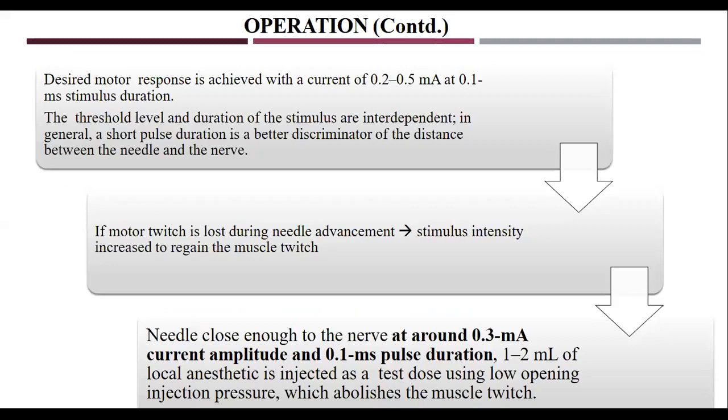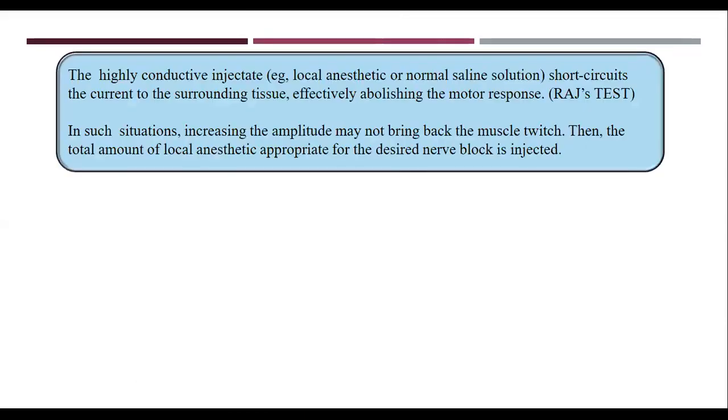The threshold level and duration of the stimulus are interdependent. In general, a short pulse duration is a better discriminator of the distance between the needle and the nerve. If motor twitch is lost during needle advancement, stimulus intensity is increased to regain the muscle twitch. The needle is close enough to the nerve at around 0.3 milliampere current amplitude and 0.1 millisecond pulse duration. 1 to 2 ml of local anesthetic is injected as a test dose using low opening injection pressure, which abolishes the muscle twitch. This is called the Raj test.